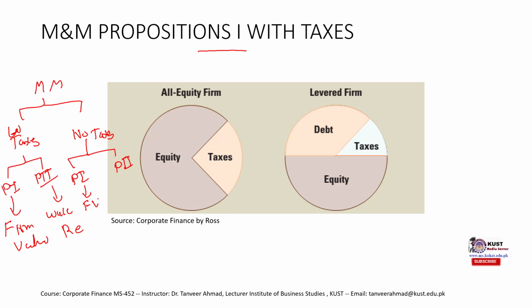Similarly, in no taxes, we have proposition 1 and proposition 2. Proposition 1 talks about firm value. Proposition 2 discusses WACC and cost of equity. So first one is firm value, and we are going to discuss the firm value case. According to the proposition without taxes, the capital structure didn't have any effect on the value of the firm. But according to the theory with taxes, the increase in debt would increase firm value. Now, why is that so?